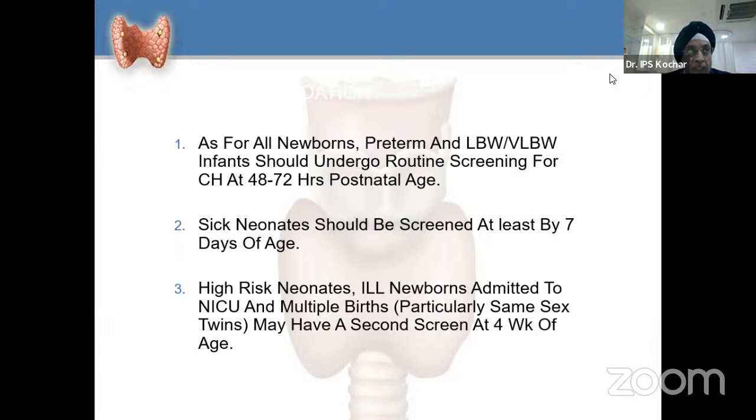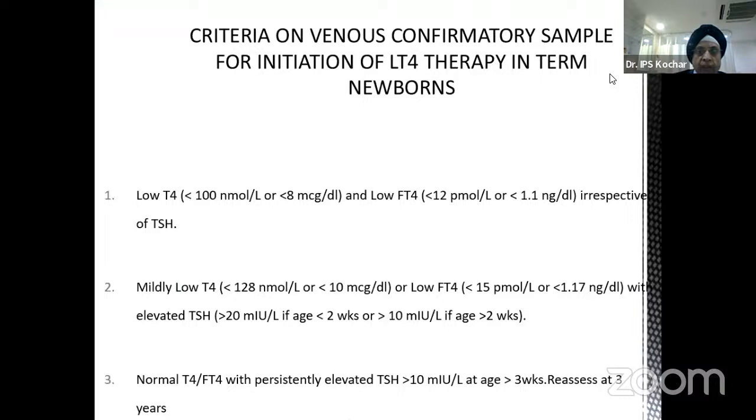Sick neonates who are in the sick nursery should be screened at least at 7 days of age. High risk neonates, ill newborns admitted to NICU, and multiple births, particularly same-sex twins, may have a second screening at 2 to 4 weeks of age. So always in these babies, re-screen again after some days to confirm whether the TSH is elevated.